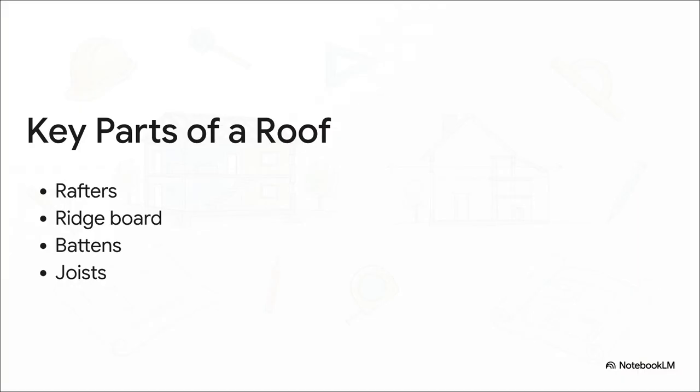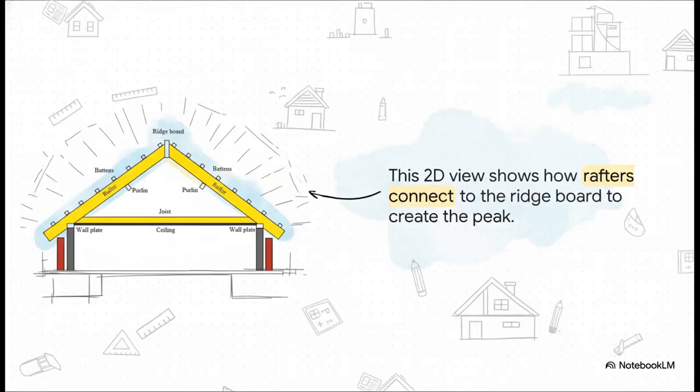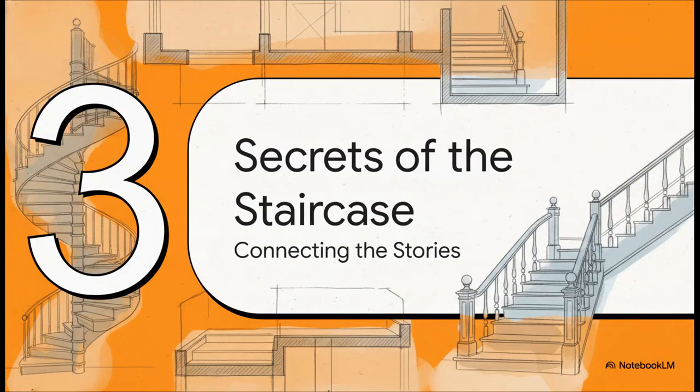So, the key players up here? Well, you've got rafters, which are the angled beams that make the slope of the roof. They all meet at the very top. It's something called the ridge board. Then you've also got battens running across them and, of course, ceiling joists, which make up the floor of the attic space. And this simple 2D drawing makes it all crystal clear. See? You can see exactly how the rafters rise up from the walls and meet right at that ridge board. That's what creates that classic triangular shape of a roof peak. Every single one of these parts has a name and a very specific job to do to keep that roof strong.